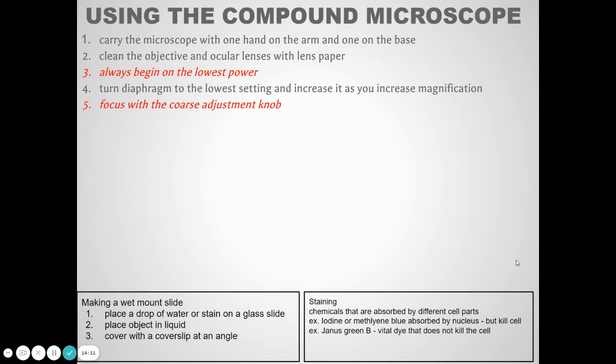Typically, you might want to go a step higher in magnification. After you have it in focus with this Coarse Adjustment knob, then you can focus with the Fine Adjustment knob. That's the small one. It moves at very, very small amounts.